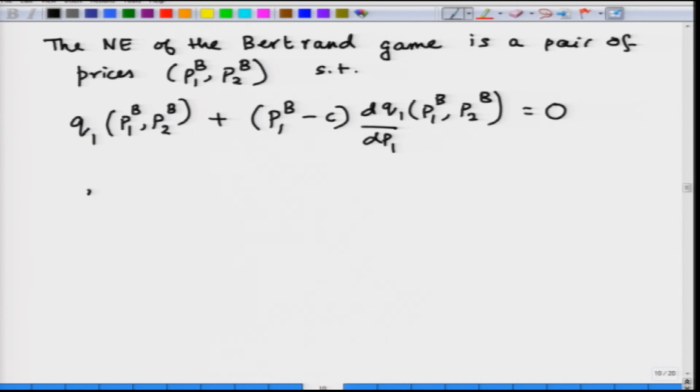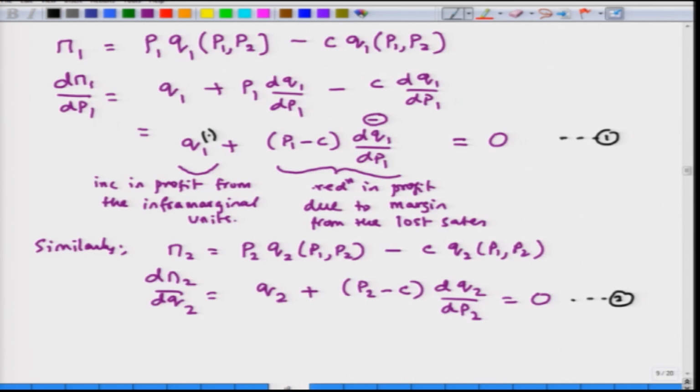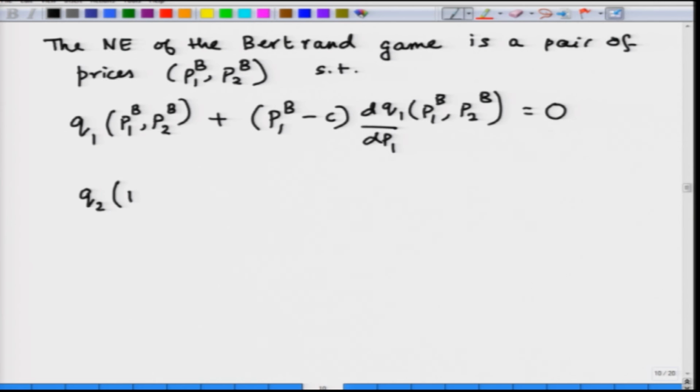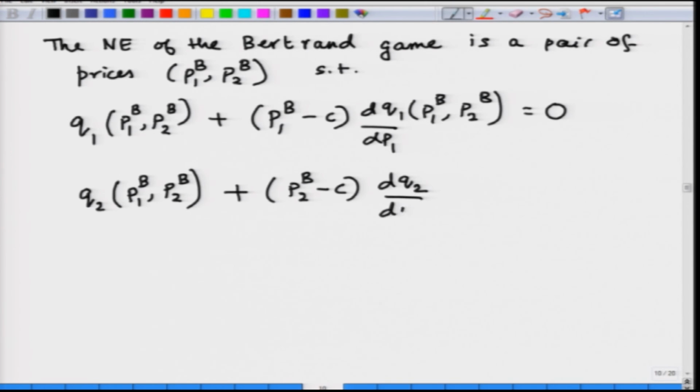And similarly, from equation 2, I am going to have Q2 as a function of P1B, P2B plus (P2B minus C) dQ2 dP2, evaluated at P1B, P2B, which is equal to 0, right. So, my Nash equilibrium prices P1B and P2B simultaneously solve these two first order conditions 1 and 2.